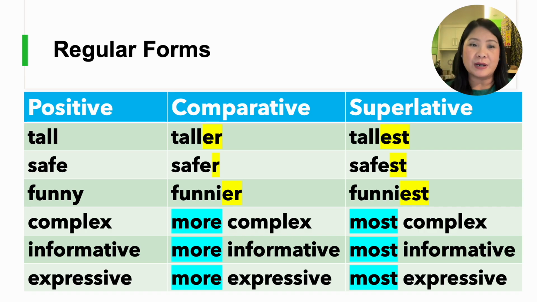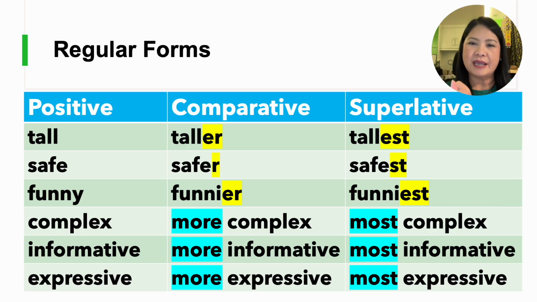Funny, drop the y, change to i, then add -est. Hence, funnier, funniest. Complex, more complex, most complex. Informative. So there are four syllables here. Automatically, we're not going to use -er or -est. Rather, we're going to use more or most. So we say more informative, most informative.